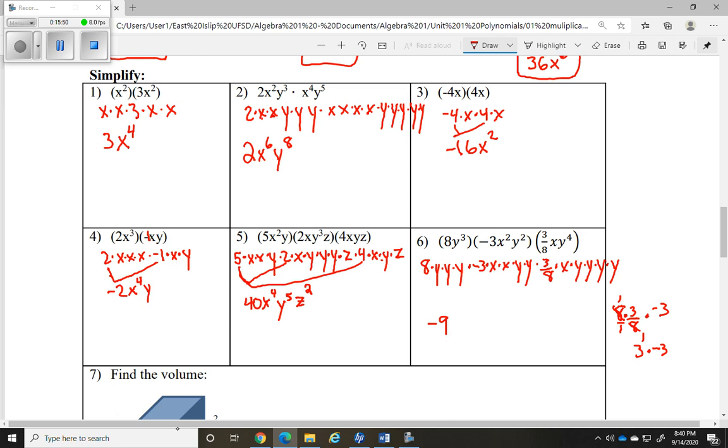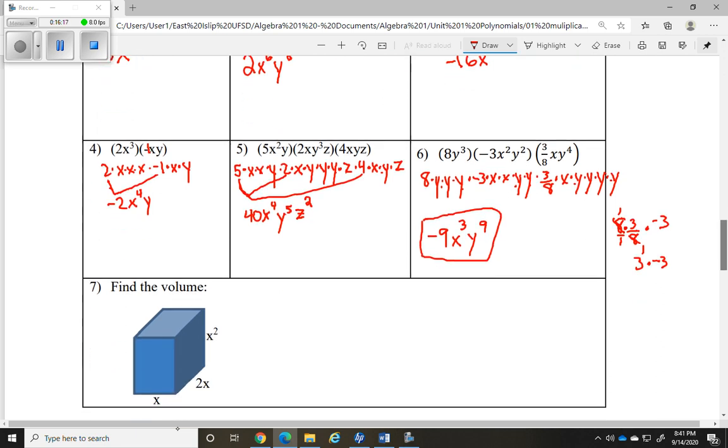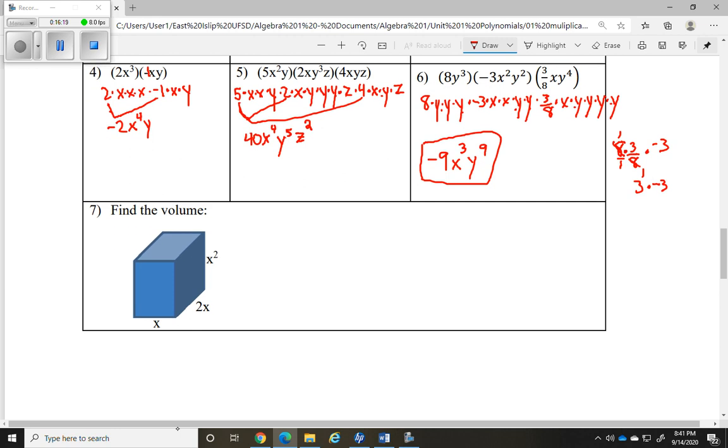I'm going to do the x's next. We tend to do alphabetical order, so that's why I am going to go with my x's next. X is being used as a factor 3 times. Y is being used as a factor 9 times. That's my final answer. And then number 7, volume of a rectangular prism.